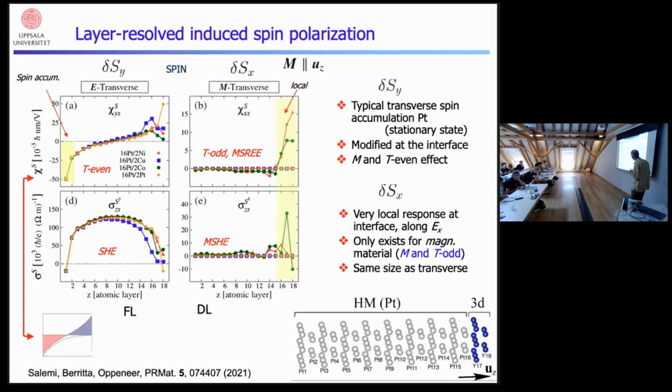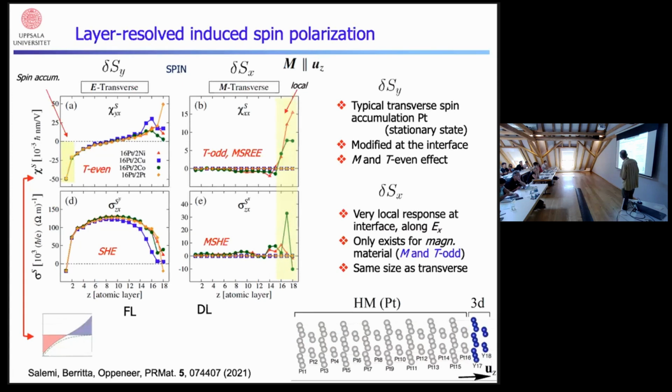Now this is the next column. This is the time reversal odd effects. So the magnetic spin accumulation, and you see it is actually only there when I have my magnetic cap layers. It must be the magnetic. If I take, for example, 16 platinum and 2 layers of copper, there is no magnetic effect. It must be the magnetization symmetry, the magnetic time reversal symmetry in those two top layers.